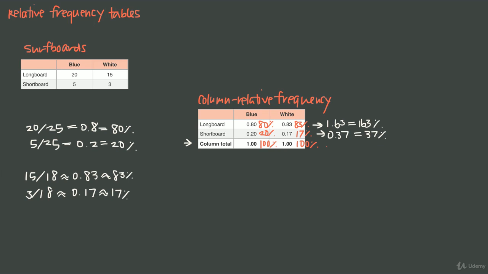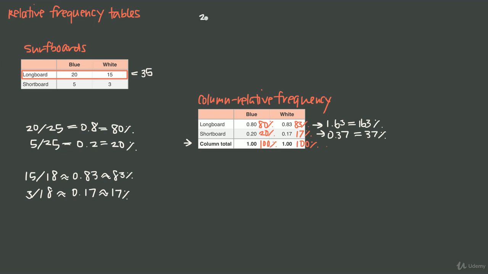If we want to look at the calculations by row, instead of looking at the whole blue column, we now look at the entire row here for longboards. So we'll go through the same process, it'll just be the opposite way. This time we look at the whole row and ask, what is the total number of longboards that we have? So 20 plus 15 is a total of 35. Now of our 35 longboards, what percentage are blue? Well, we would just take 20 divided by 35.